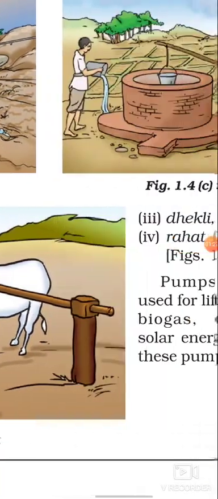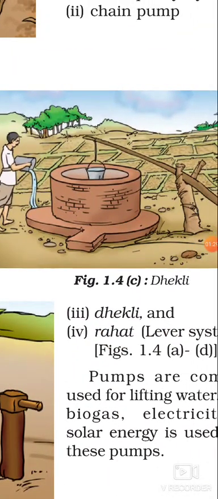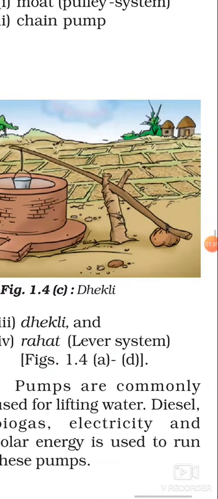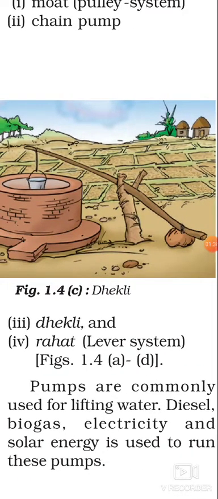Number three is the Dakely system. In place of the farmer, a wooden rod is attached. One end of the wooden stick is attached to the tumbler and the other end is attached to a stone. What happens? The bucket is dipped into the well, and the stone will automatically work like a seesaw. Have you seen the seesaw?